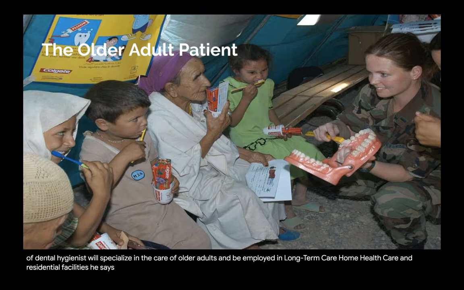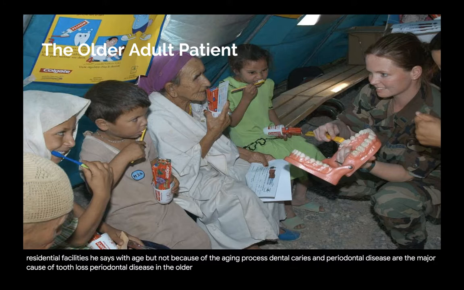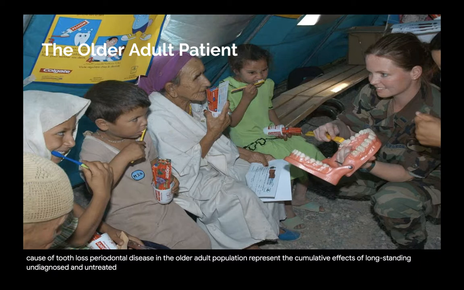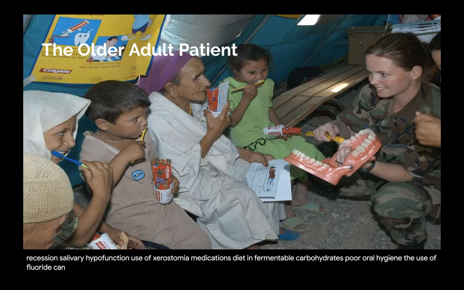Tooth loss increases with age, but not because of the aging process. Dental caries and periodontal disease are the major cause of tooth loss. Periodontal disease in the older adult population represents the cumulative effects of long-standing, undiagnosed, untreated, or neglected chronic infection. Dental caries in the adult population is associated with gingival recession, salivary hypofunction, use of xerostomia medications, diet and fermentable carbohydrates, and poor oral hygiene. The use of fluoride can provide valuable protection to teeth and exposed root surfaces for all ages. It is unfortunate some adults, older adults, believe fluoride is only for children.